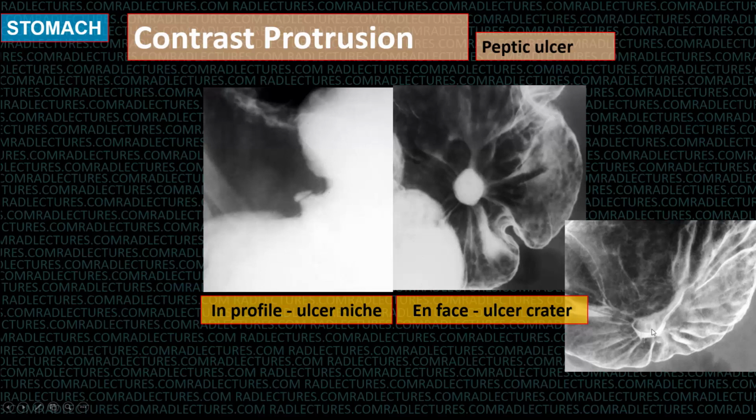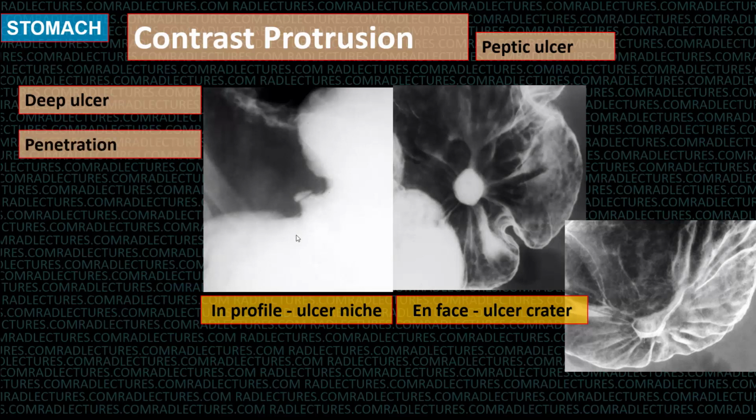as a niche, and it may or may not be filled with barium. This ulcer niche is usually seen on single contrast studies. Ulcer craters are always seen on double contrast studies. You cannot see them on single contrast studies unless you really do a lot of compression of the stomach. These are deep ulcers. They pass through the muscularis. They are characterized by what is called penetration.